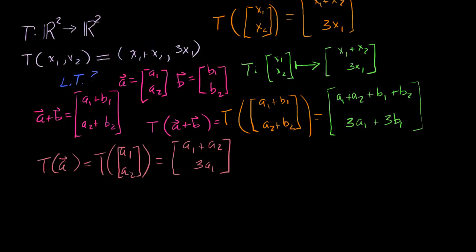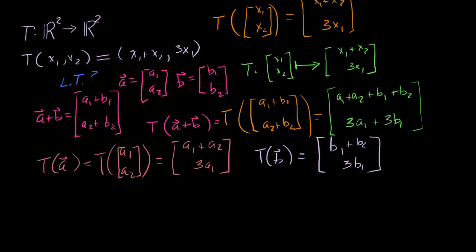By the same argument, what is the transformation of our vector b? Well, it's just going to be the same thing with the a's replaced by the b's. So the transformation of our vector b, where b is just b1, b2, is going to be b1 plus b2. And then the second component in the transformation will be 3 times b1.